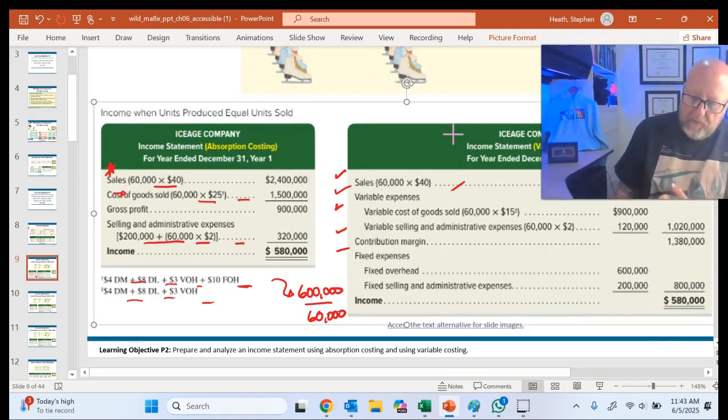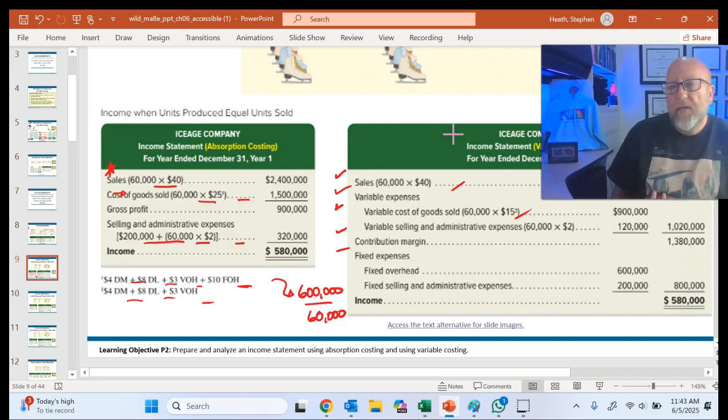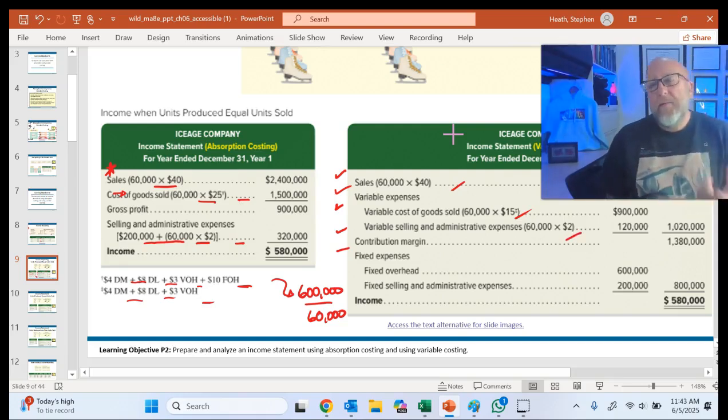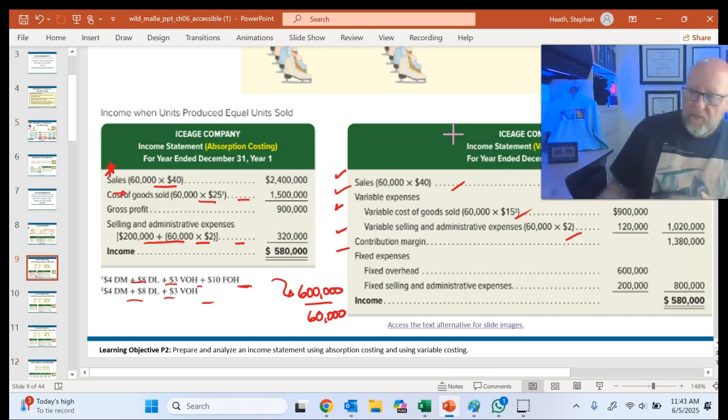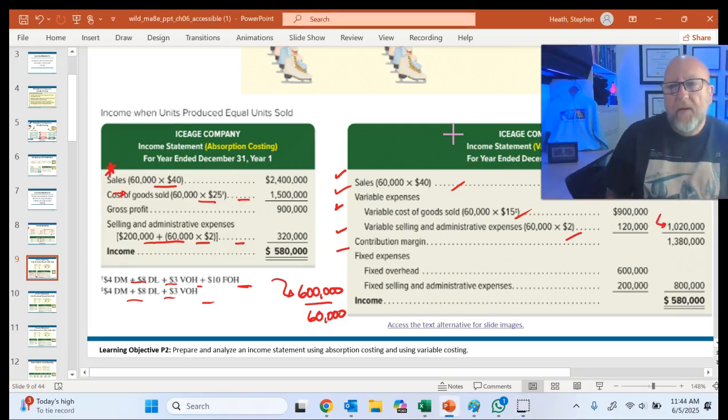Okay, variable expenses. 60,000 units times the $15 per unit of variable cost of goods sold. And then we were saying the variable selling and administrative expenses were $2 per unit. So 2 times 60,000 is 120,000. The two combined give us 1,020,000, for a total contribution margin of 1,380,000. Okay, then we subtract all fixed costs.